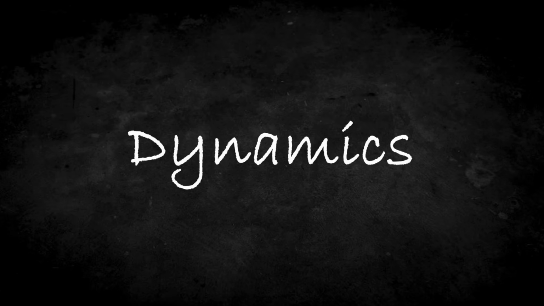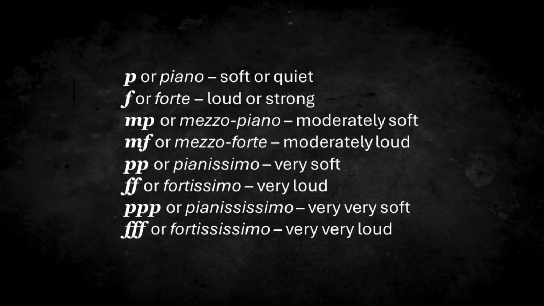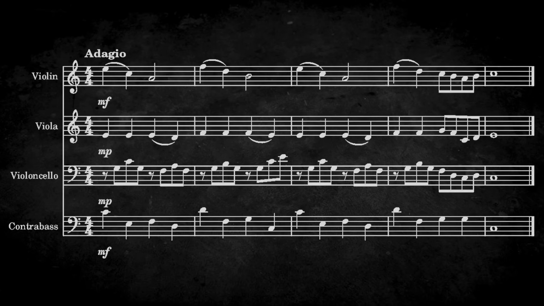Number 8. Dynamics. It refers to the varying levels of volume or intensity in a musical performance. It involves controlling the volume and expression of the music to convey emotion, mood, and musical tension. These are some of the common dynamics indicators. Let's go back to our example.